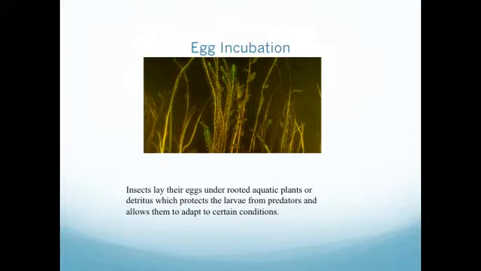As mentioned before, land-based and water-based insects require riparian zones to lay their eggs and provide shelter for their future larvae. Many insects lay their eggs under dead organic matter, or detritus, and rooted aquatic plants within the littoral zone, which allows the larvae to adapt to certain conditions and protects them from predators.